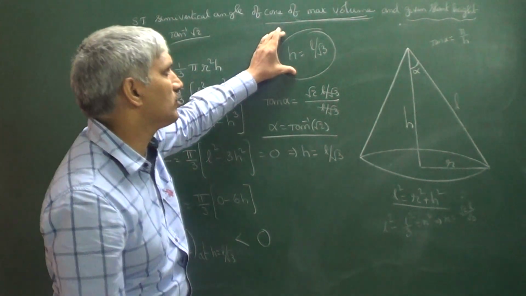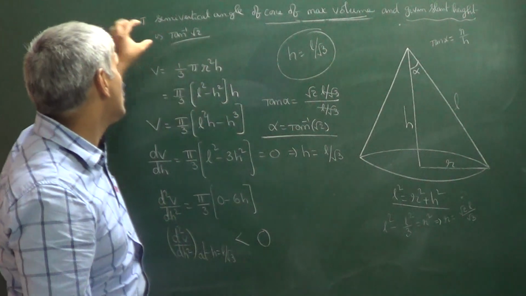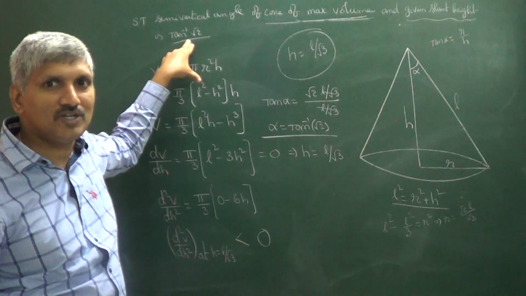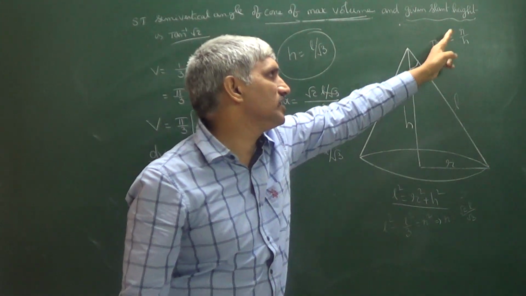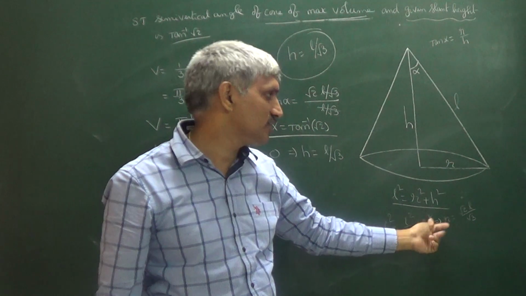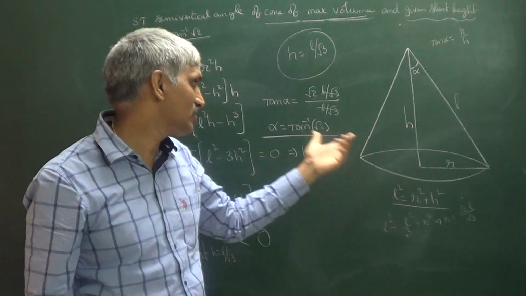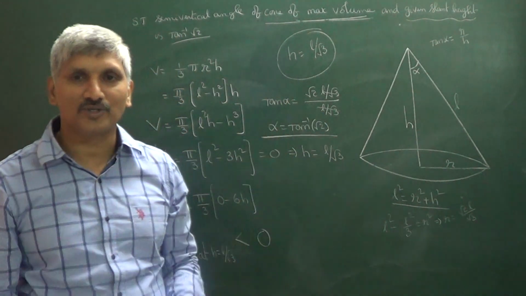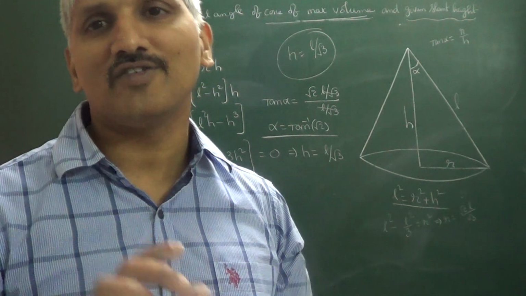When H is equal to L by root 3, we get the cone volume as maximum. But the question asks to show that the semi-vertical angle is equal to tan inverse of root 2. For finding the semi-vertical angle, tan alpha equal to R by H is required. That's why I got the value of R also in terms of L, and H also in terms of L. After cancellation we got tan alpha equal to root 2, which means the semi-vertical angle is tan inverse of root 2.